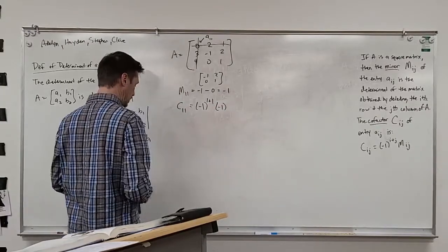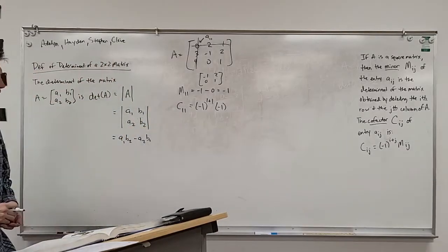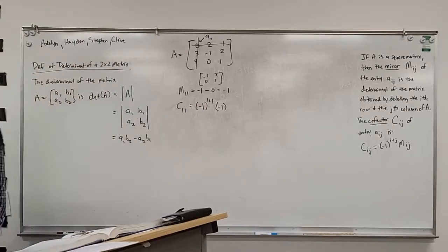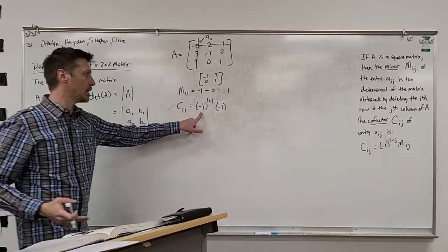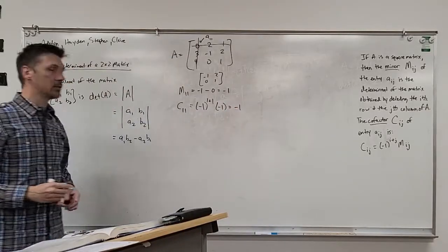And all this is doing is it's going to tell us if C is going to have the same sign as M or if it's going to have a different sign. So -1 raised to the 1 plus 1 is -1 squared, which means this becomes a positive 1. So C in this case is going to have the same sign as M does.